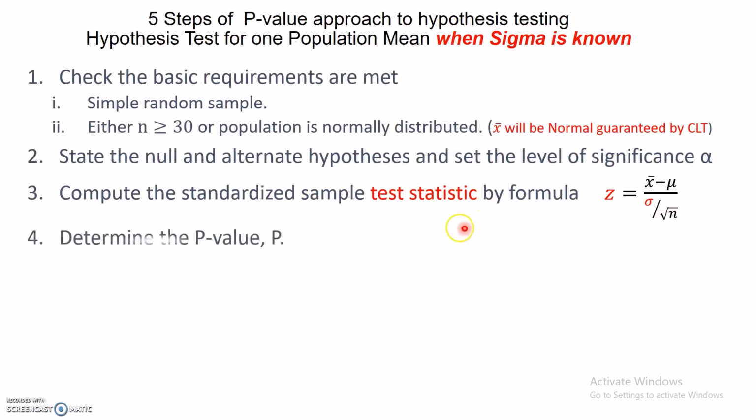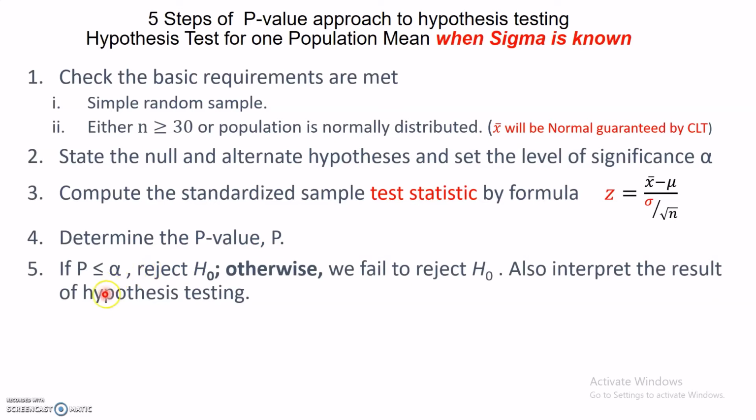What we do in step number 4, we determine the p-value. Once we have the test statistic from here, we can find the p-value. We can find this p-value by using a table, or we can use technology.